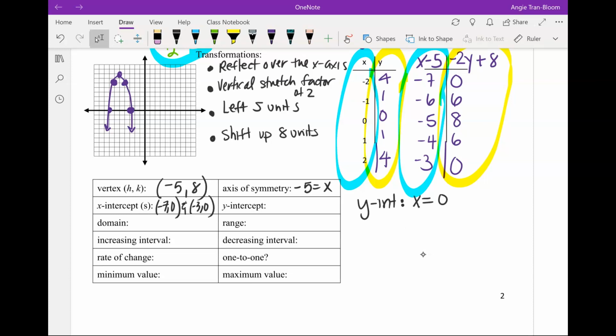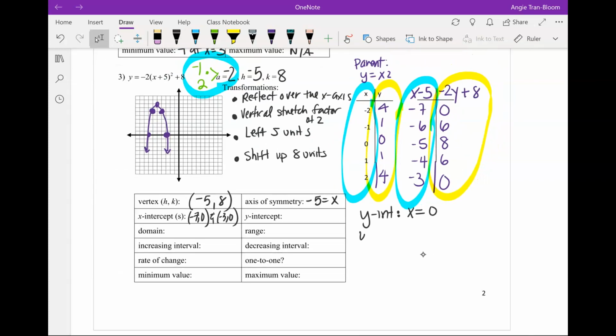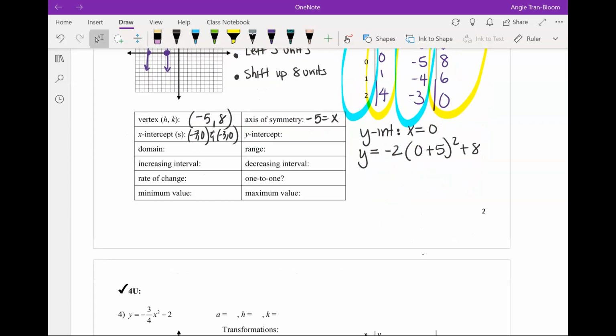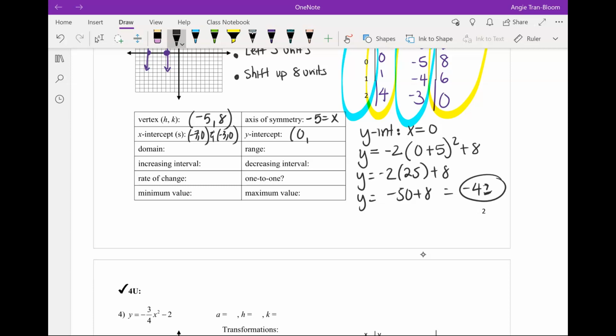Y-intercept is when x equals 0. We have to plug in 0 for your x value. So y equals -2 times the quantity 0 plus 5, squared, plus 8. 0 plus 5 is what, Brandon? 5 squared? Good. -2 times 25, Brandon. What is that? -50 plus 8. And final answer. Whoa. Can you guys see why that's why we don't have it on the graph? Our graph is only -10 by +10, so you're not going to see a -42.